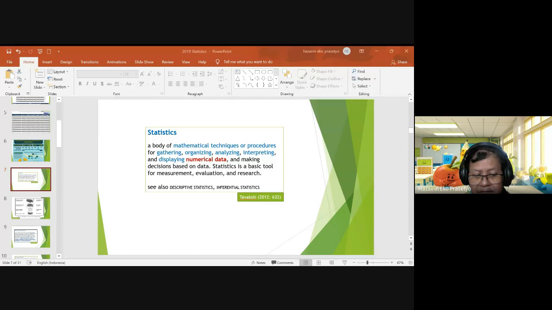For example, you want to do research about student speaking skills. And in your gathering of data, you use, for example, an interview technique to score the students' speaking skills. Okay, then you got data, the scores of the speaking of the students were already gathered. And after the data were gathered, the next step is to organize the data. Okay, 60 data of speaking.